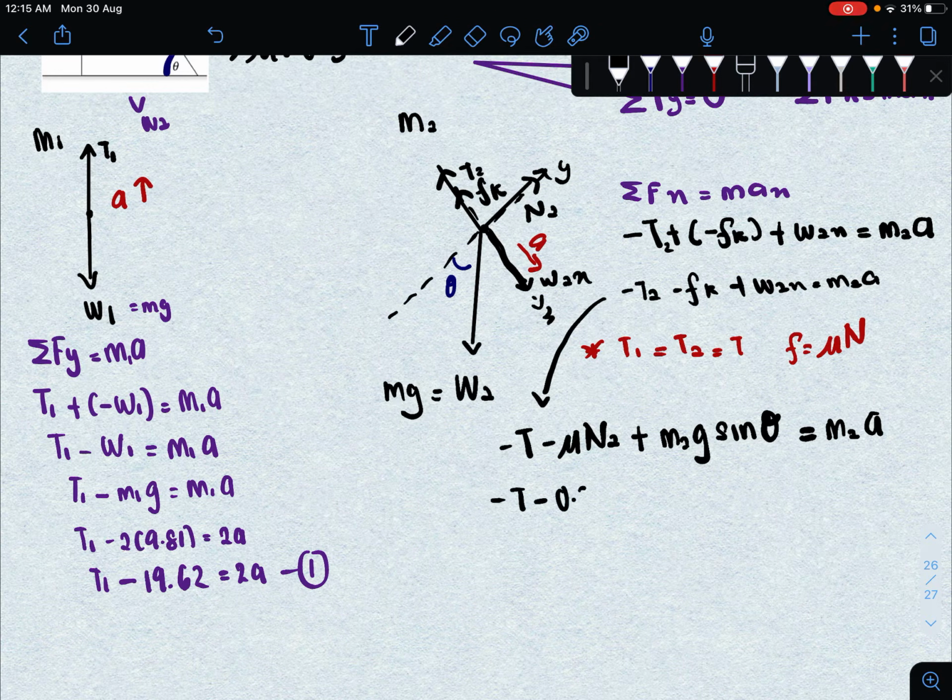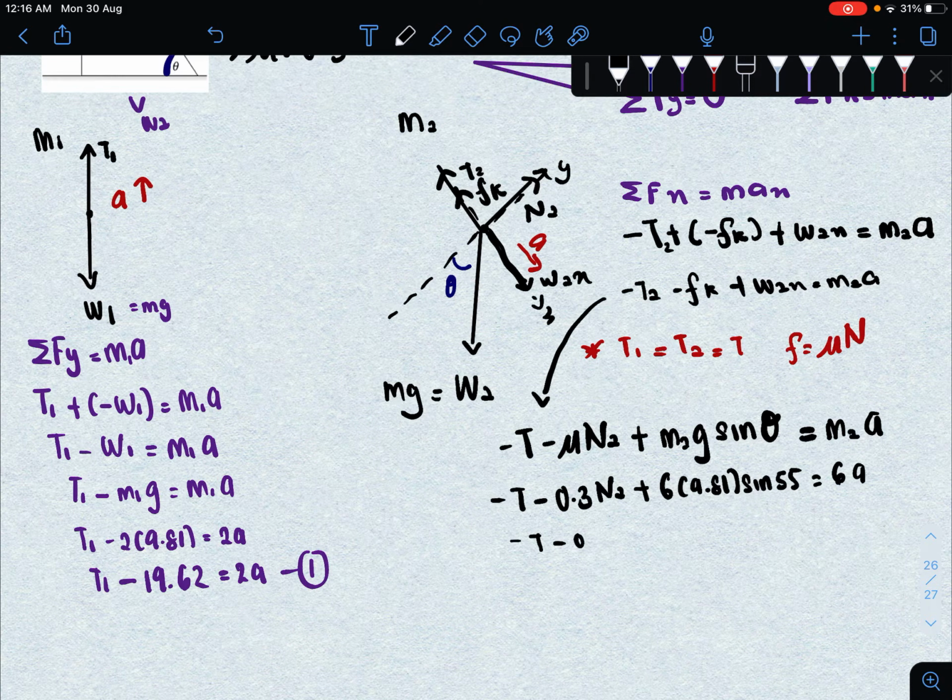T tolak dengan mu adalah 0.3. Normal kedua, we do not know the value. Tulis dia sebagai normal kedua. Campur dengan objek kedua mempunyai berat sebanyak 6, 9.81 sin 55 sama dengan 6A here.